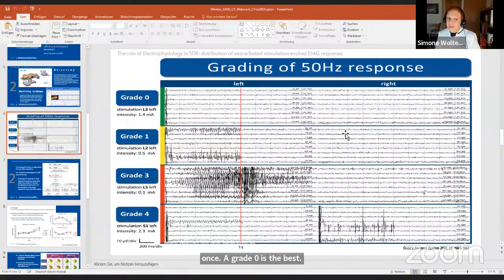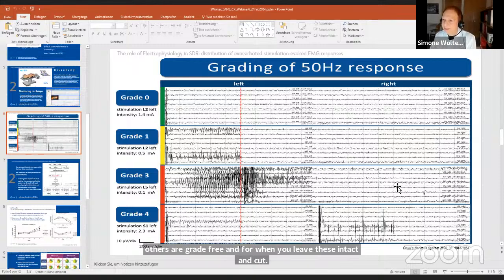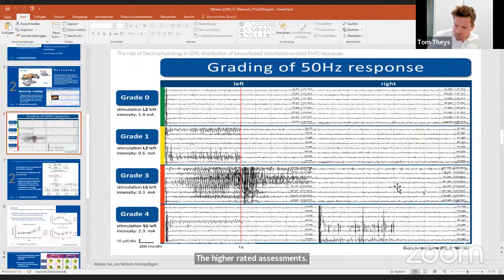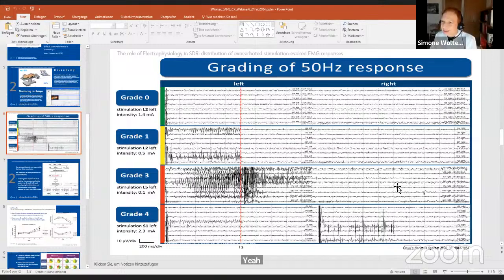Grade 1, if all the others are grade 3 and 4, then you leave these intact and cut the higher graded ones. Yeah, but even if you cut 30%, you can divide one root into 50 rootlets and then cut, let's say, 15. Or you can just take 5 and cut 2 of them. That's more or less what I meant.